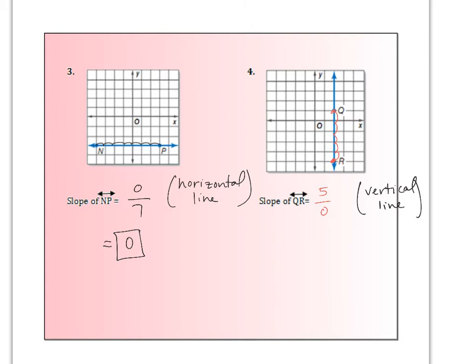No, it's impossible, right? And so what we say for something like this is we say the slope is undefined. And that's your answer for every vertical line. The slope is undefined.